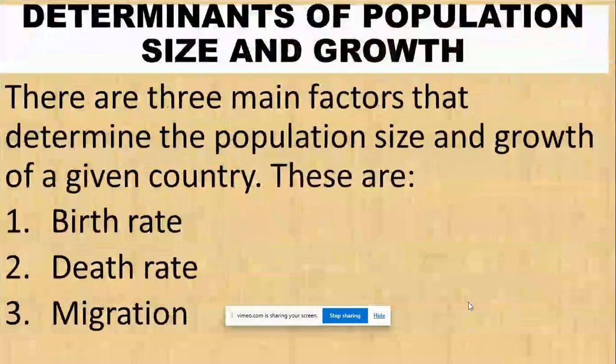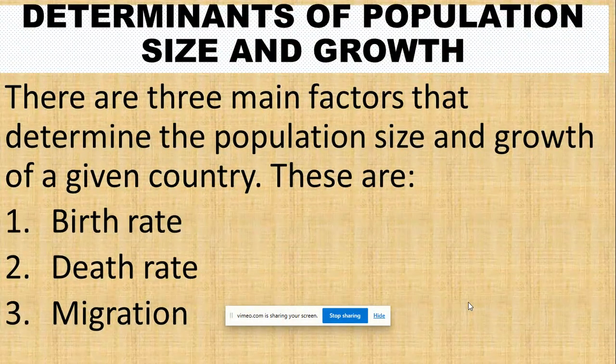Now, students, let's take it one by one. Now, we're talking about determinants. Last week, we discussed population and population census. And today, we want to continue under population, subtopic determinants of population size and growth. There are three main factors that determine the population size and growth of a country. And the determinants are birth rates, and that is number one. Two, death rates. Then three, we have migration.